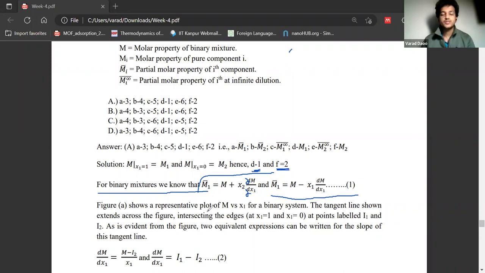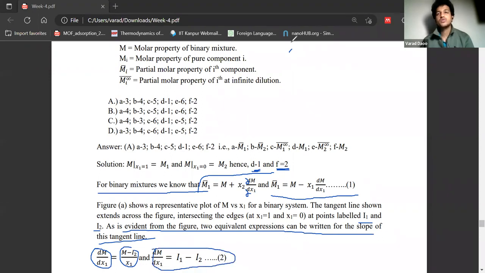Figure A shows a representative plot of M versus x1 for a binary system. The tangent line drawn extends across the figure, intersecting the edges at x1 equal to 1 and x1 equal to 0 at points labeled I1 and I2. As is evident from the figure, two equivalent expressions can be written for the slope of this tangent line: dM by dx1 is nothing but M minus I2 by x1, and dM by dx1 is nothing but I1 minus I2. Right? This is nothing but the tangent method.